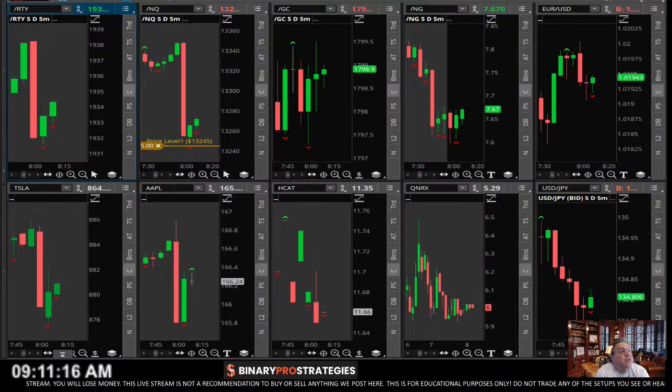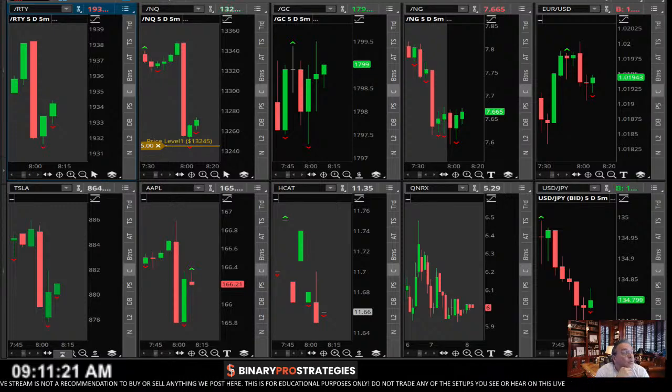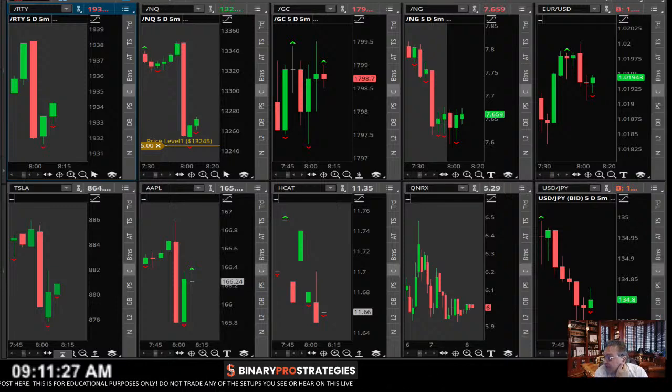Once again on the Dow, I am expecting a higher open on the Dow this morning. I wouldn't be surprised to see it possibly work lower as we go into the day, but my expectation is we are definitely going to open up higher.